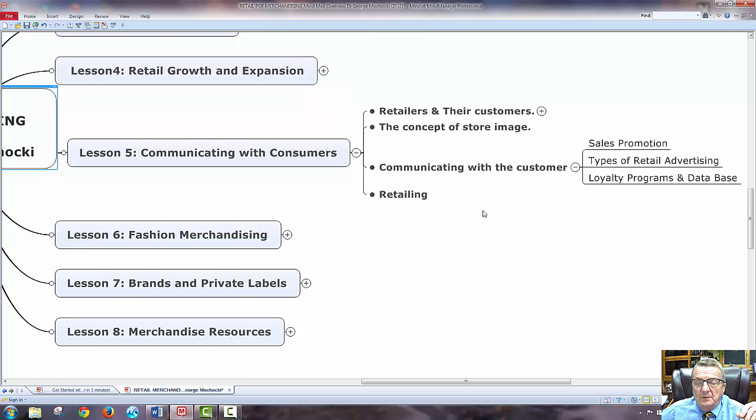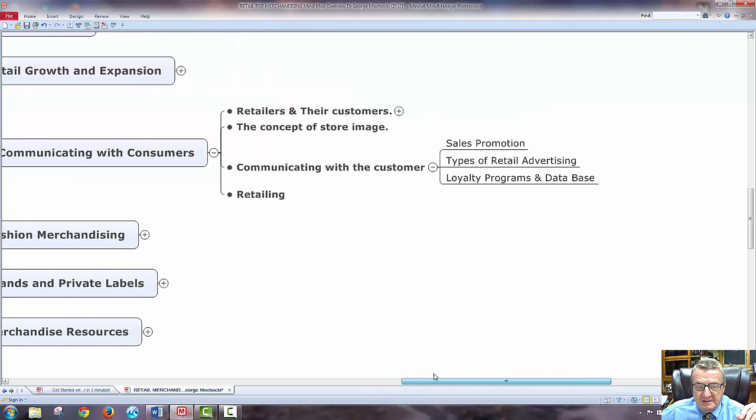Okay, so when I'm looking at communicating with the customers, I go through sales promotion. That's where advertising, types of retail advertising. I could have a co-op. There's different types we're going to talk about. Just a little. You're just going to get a baseline, a large overview, so you understand that, and then you start taking other courses to put the pieces together.